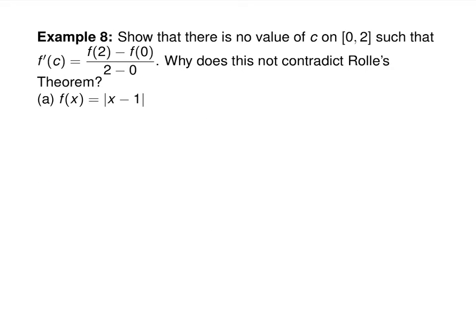So show that there is no value of c in 0, 2 such that this happens. And then why does this not contradict Rolle's theorem? So what does absolute value of x minus 1 look like on the interval from 0 to 2? What does its graph look like? What's the absolute value of x shifted to the right 1 unit? So there's 1. It's a V.